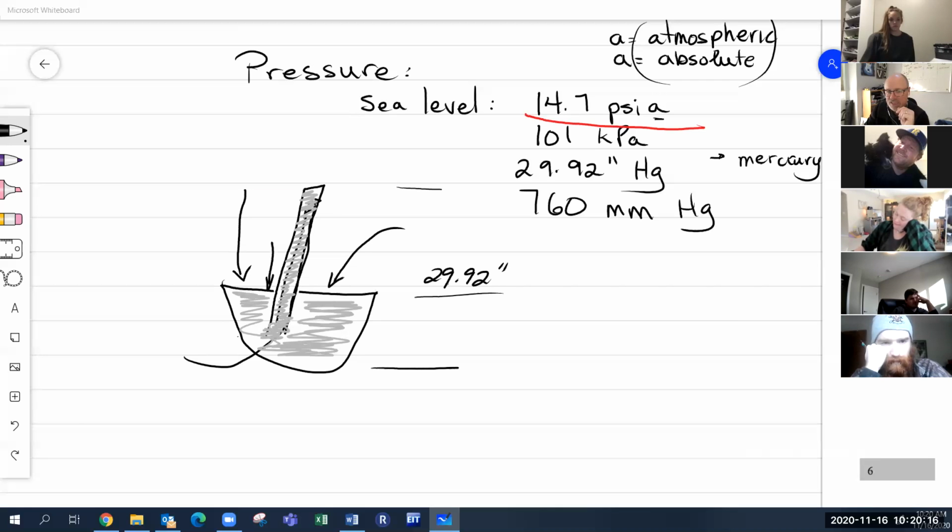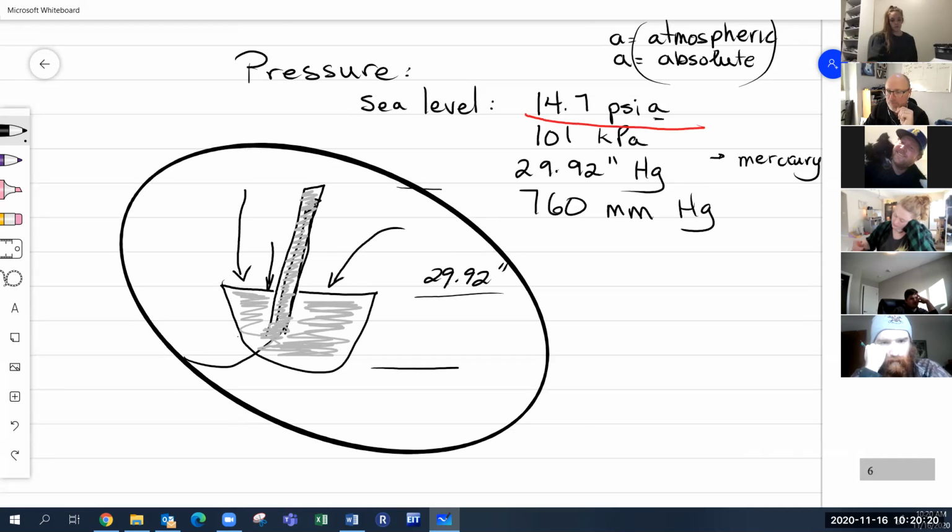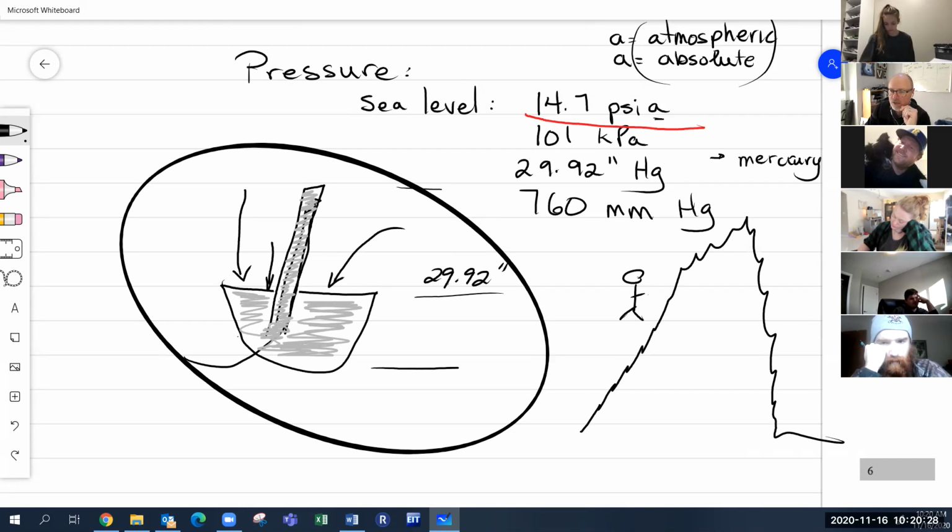was he took this little contraption he made and he went up a mountain. So let me just draw a mountain here. There. So this guy took his little contraption and he walked, so he had his bowl full of mercury, and he took it up the mountain.